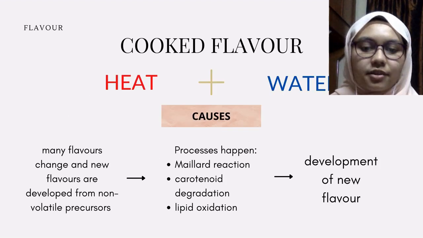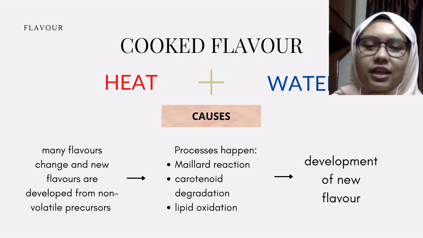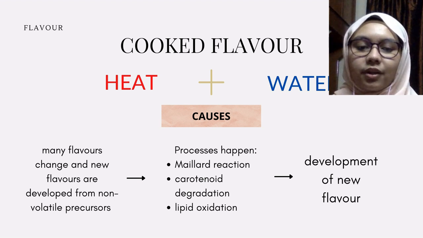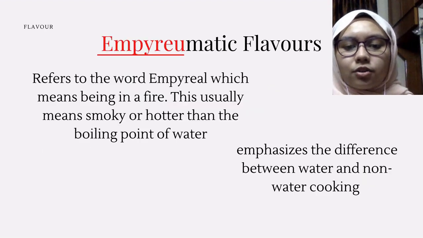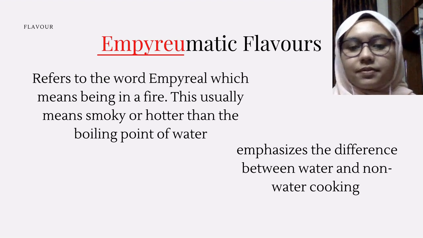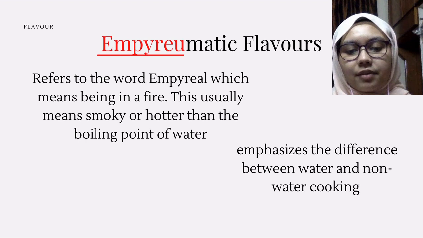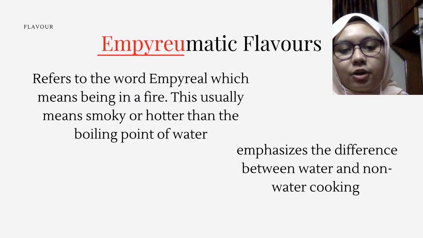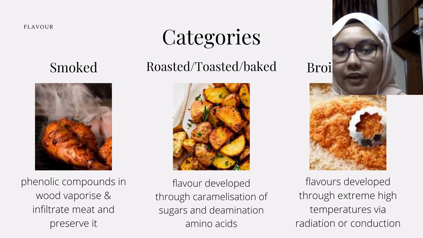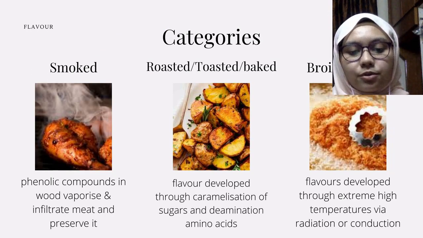So next, we have cooked flavors, and cooked flavors are basically heating something in the presence of water. So these flavors change and new flavors are developed from non-volatile precursors. The examples for cooked flavors are soups and broths. So next we have empyreumatic flavors. Empyreumatic flavors refers to being in a fire, usually smoky, or hotter than a boiling pot of water. So in this category, we have non-water and water cooking, and it is usually divided into three. We have smoked, broiled, and roasted.